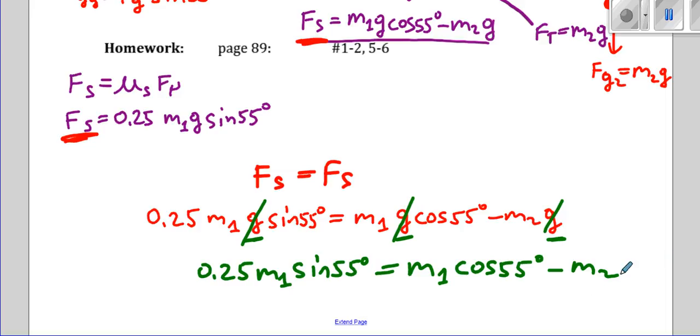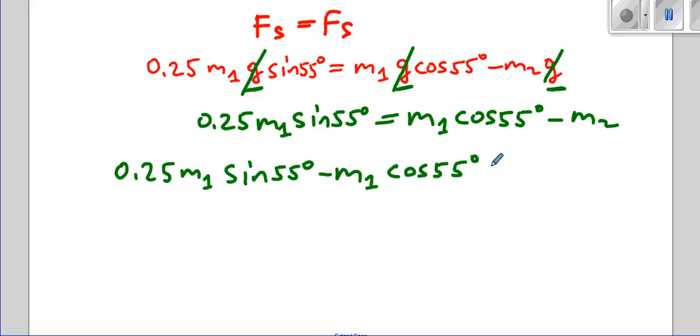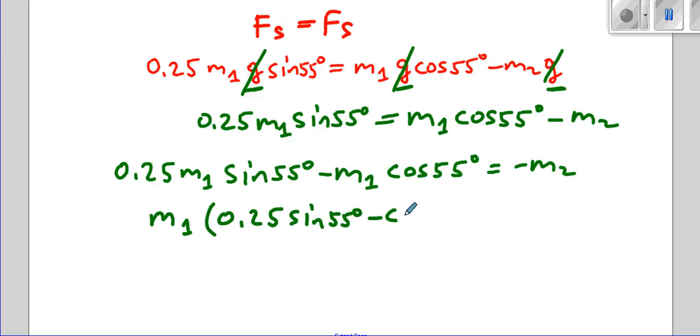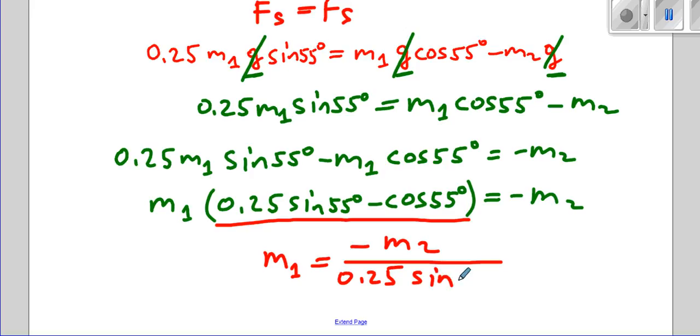The good thing here is that we have m2 as a variable, which we have, and the other variable is m1, which we are looking for. So all we have to do now is isolate m1 further. So if we move all the m1 terms to the left side, we have 0.25 m1 sine 55 minus m1 cosine 55. And now we can factor out m1, which is m1 times 0.25 sine 55 degrees minus cosine 55 degrees equals minus m2. And we can divide both sides by this bracket here, and that will give us m1 isolated. So that is negative m2 over 0.25 sine 55 degrees minus cosine 55 degrees.